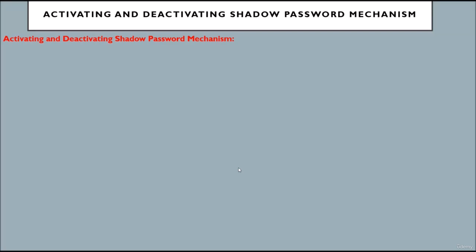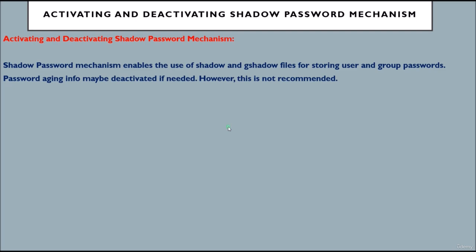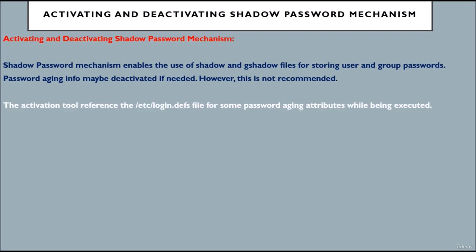In this lecture, we will talk about activating and deactivating shadow password mechanism. Shadow password mechanism enables the use of shadow and gshadow files for storing user and group passwords. Password aging info may be deactivated if needed. However, this is not recommended. The activation tool references the /etc/login.defs file for some password aging attributes while being executed.